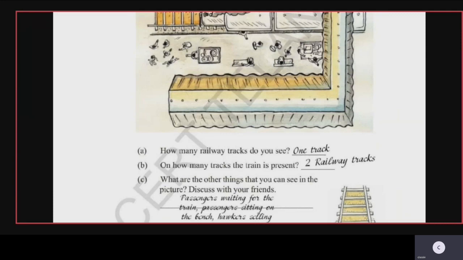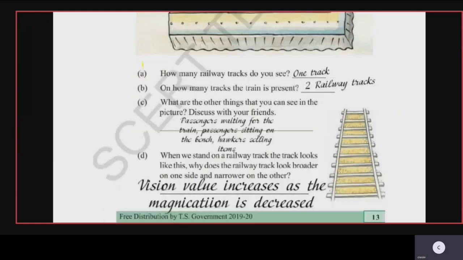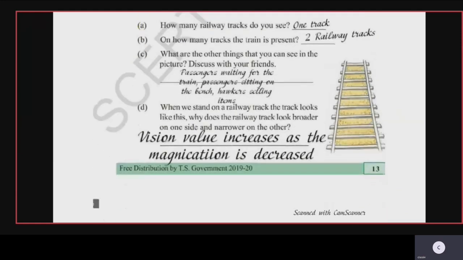Okay, so how many railway tracks do you see? 2 railway tracks. And B question, on how many tracks is the train present? Only on 1 track. You can see here only on 1 track train is present. Okay, so just reverse the answers here. You write it correctly, children. Don't say, teacher, you have written like that so we wrote it. Okay. The C question, what are the other things that you see in the picture?